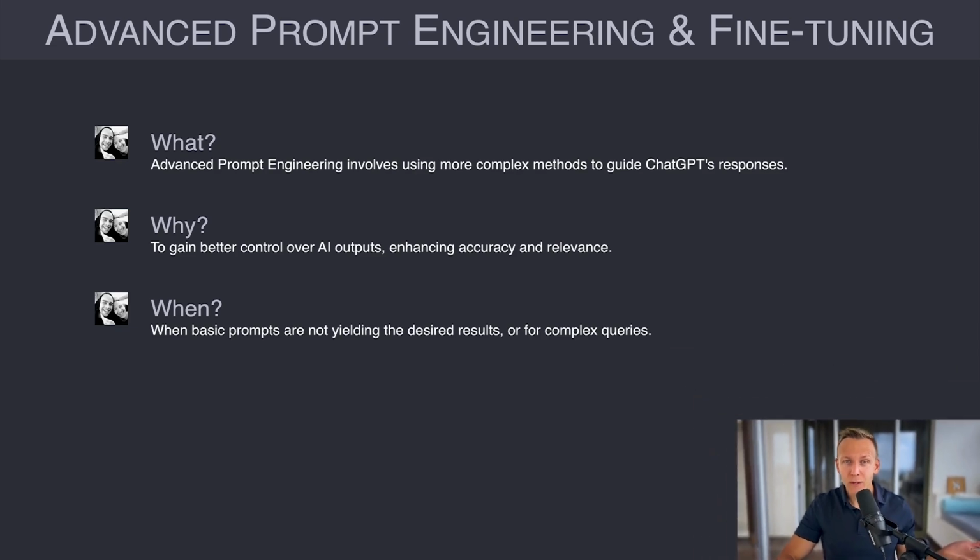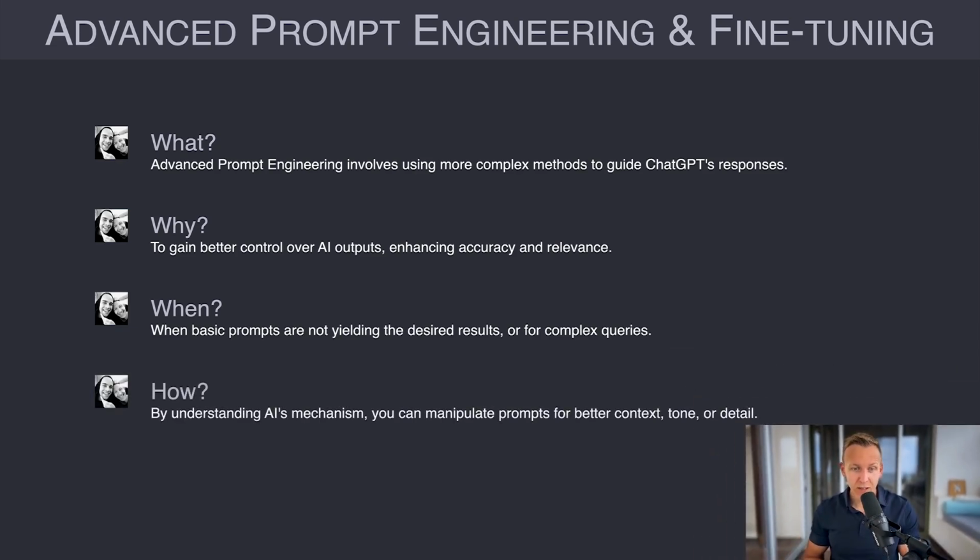And so how are we going to get advanced at prompt engineering? By understanding AI's mechanism, which you've been learning all about, you can manipulate prompts for better context, tone, or detail. And that's exactly it. You've been learning a bunch of different techniques. Now you're going to learn how to combine them, what results you will get when you combine them, and then how to fine-tune the techniques. In other words, change them up based on the results that ChatGPT is giving you.